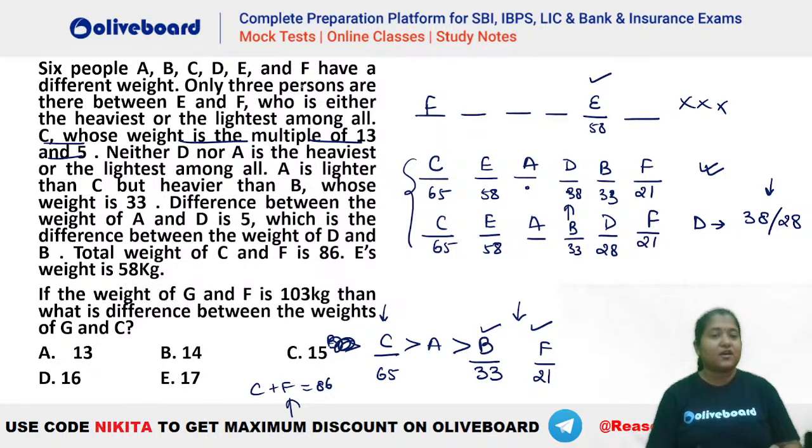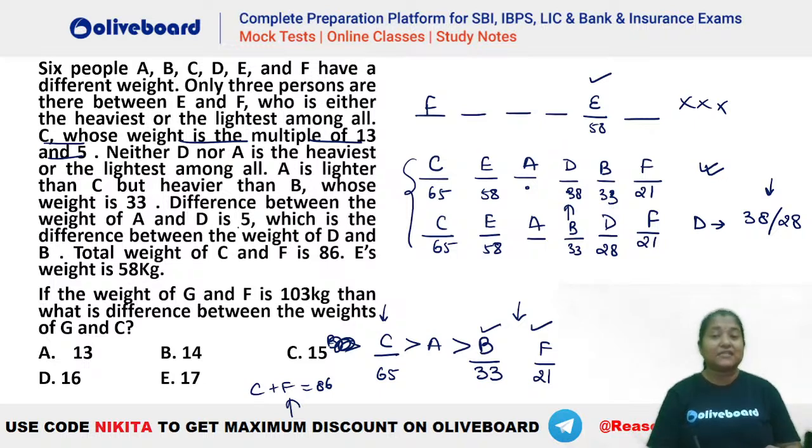So we have only 3 persons between E and F, that is fine. F is heavier or the lightest, that is fine here. Then we have C whose weight is a multiple of 13 and 5, that is fine. Neither D nor A is the heaviest or the lightest, that is also fine in either. A is lighter than C, that is also fine, but heavier than B, that is also fine here. B's weight is 33, that is also fine.